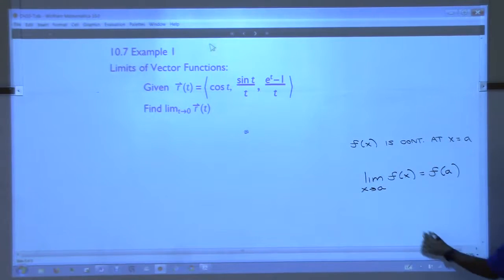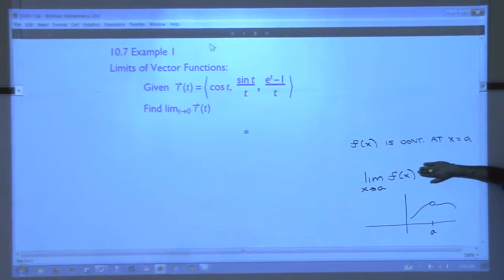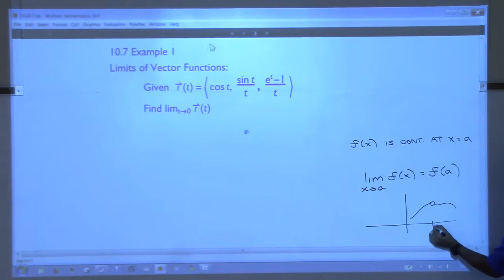And all this means visually is that if you have a here, your function approaching a from the left and from the right is approaching the same place. So that right there with an open hole would mean that the limit exists, right? Because the left and right go to the same place. But if you fill that hole in with the function itself, then it's continuous. So you basically can draw it without picking up your pencil.